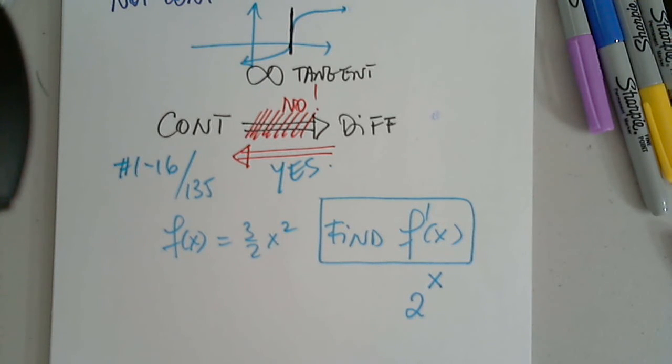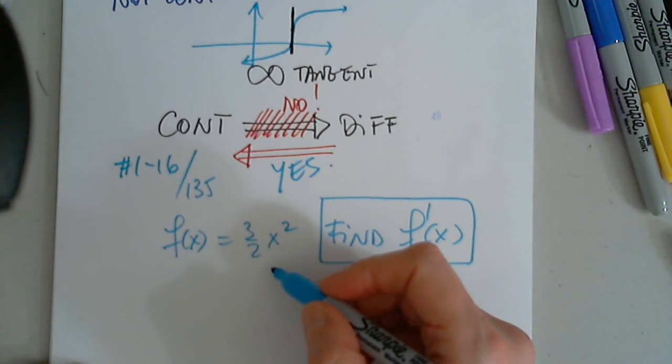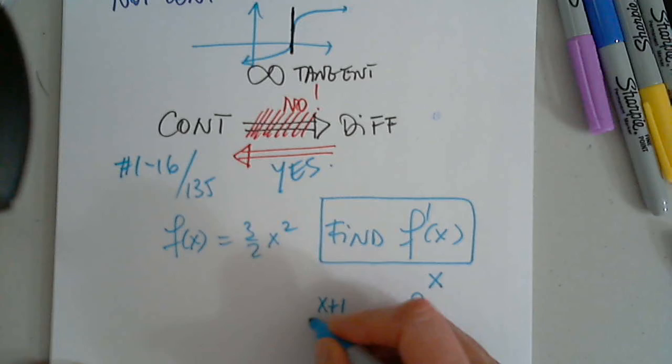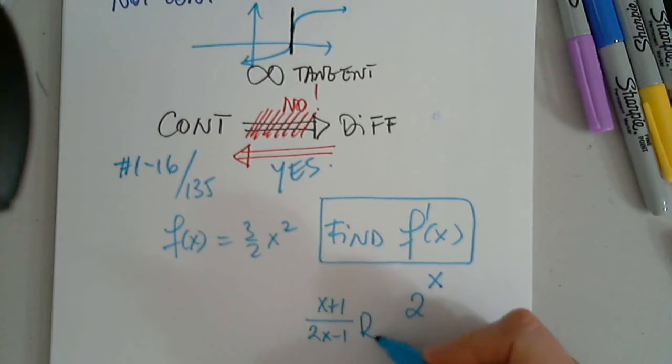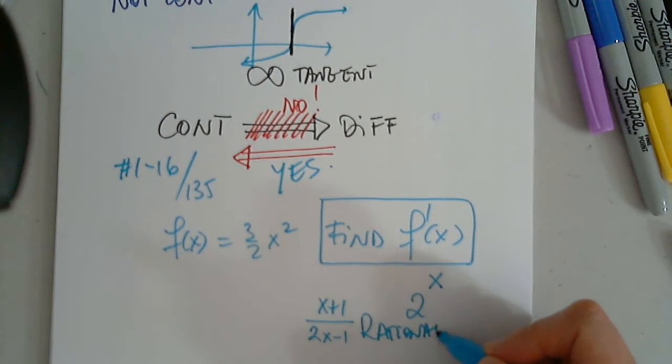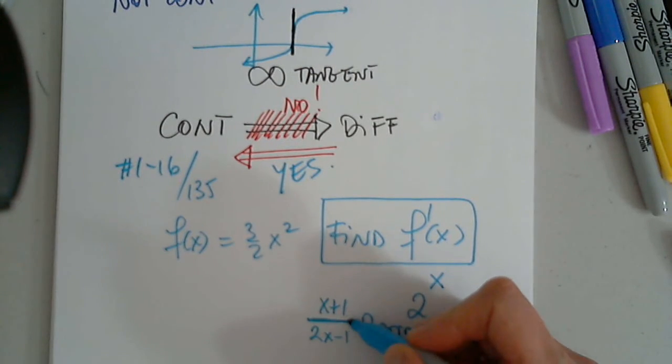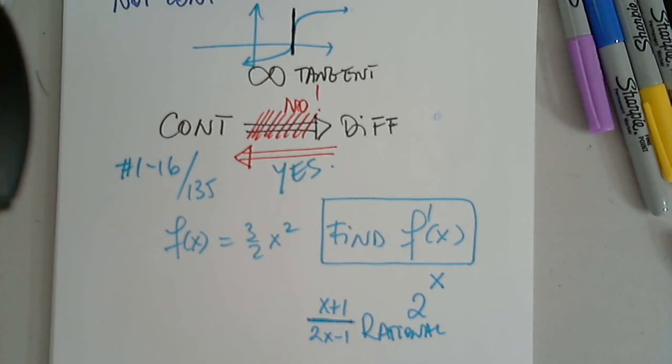Would it be rational? A rational function is x plus 1 divided by 2x minus 1. It has to have a fraction. If we say rational, it has to have a ratio, and it has to have x in the denominator.